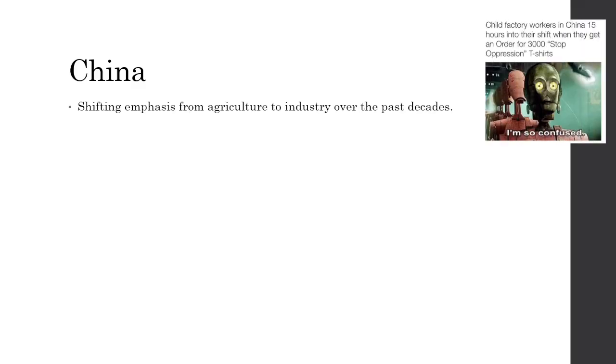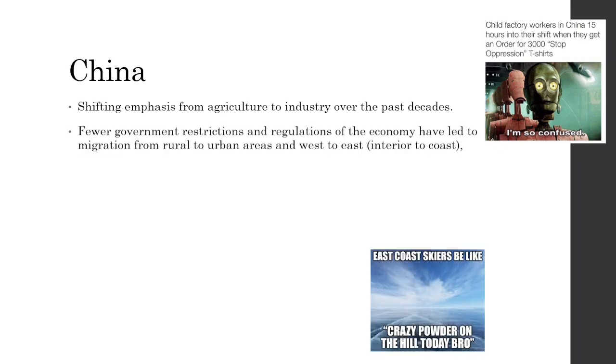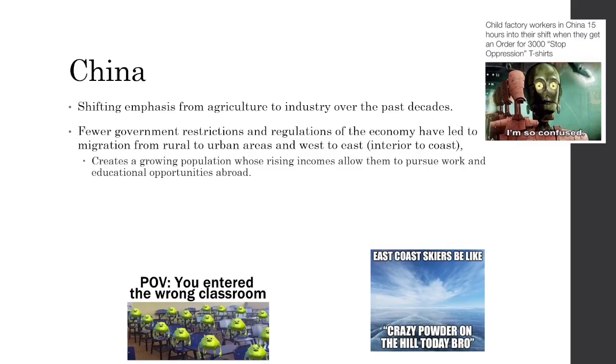So let's look at China. There's been a shifting emphasis within the past 100 years in China from agriculture to manufacturing. Fewer government restrictions and regulations on the economy through economic liberalization has led to migration from rural to urban areas, and the urban areas are concentrated in the coastal areas on the east side. So it's going from the west to east. And this has created a growing population whose rising incomes allow them to pursue work and educational opportunities abroad.